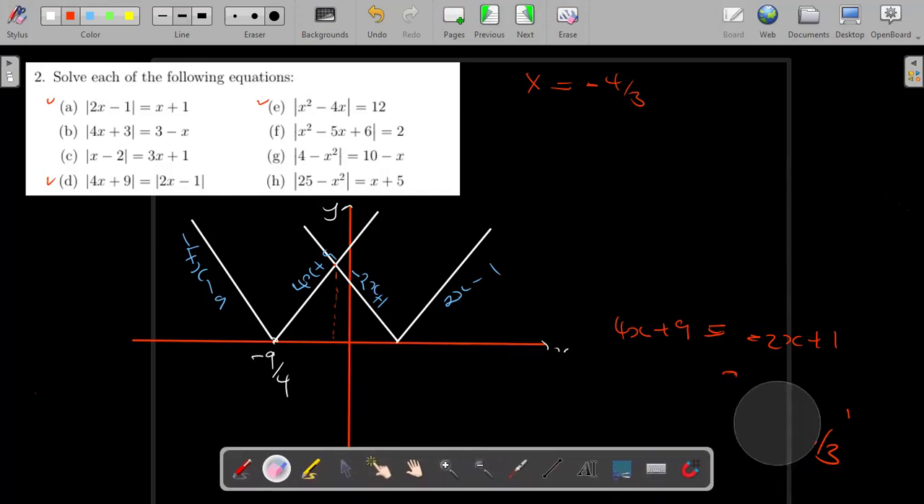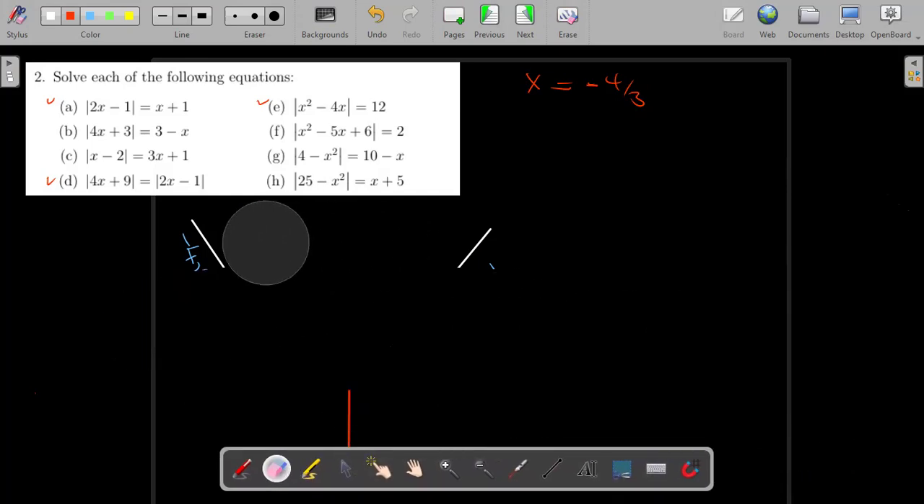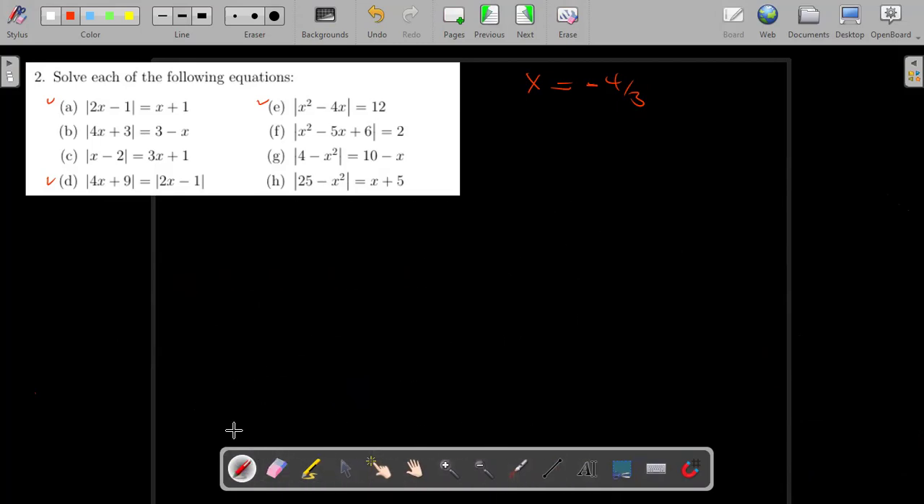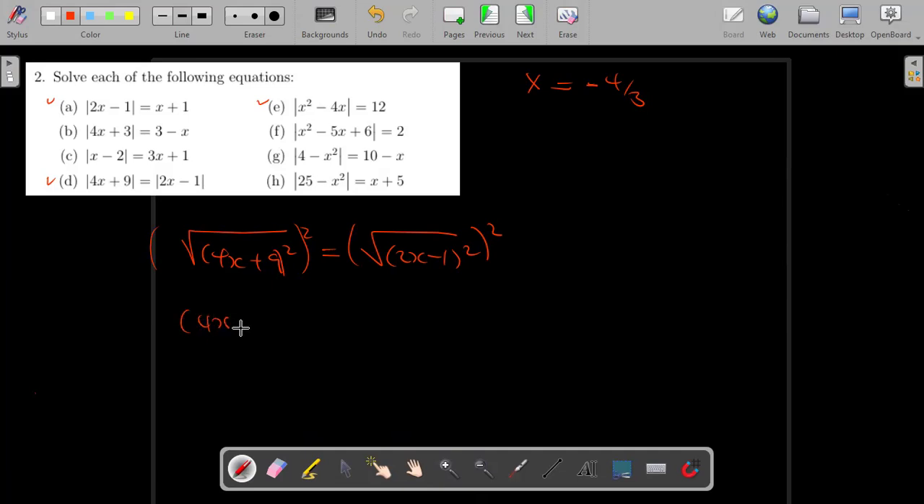So what will that be? I erase this here. The other method means I'm going to redefine. So I have the left side as the square root of 4x plus 9 squared, equal to the square root of 2x minus 1 squared. You can get rid of the square roots by squaring both sides, and you just remain with 4x plus 9 squared equal to 2x minus 1 squared.